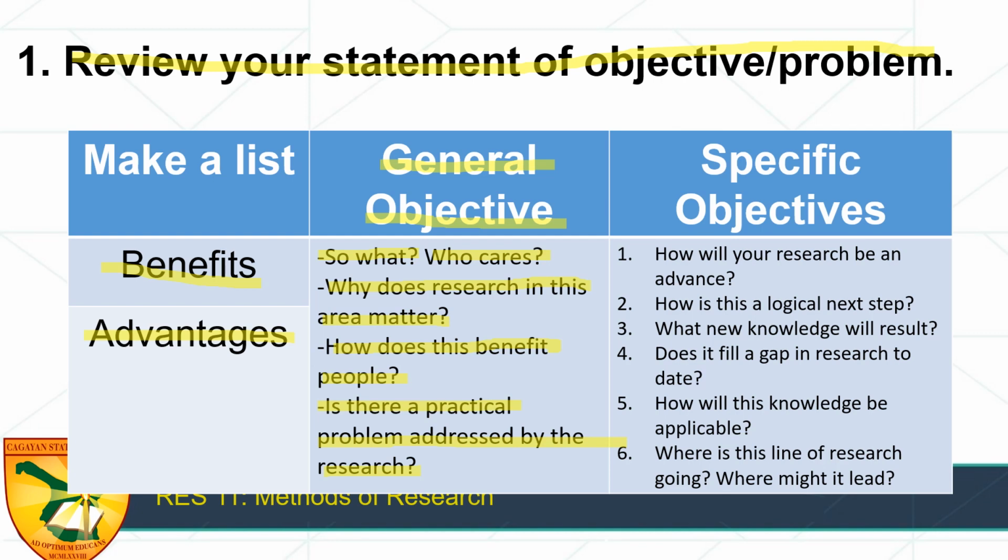Next is you also look at your specific objectives. So how will your research be an advance? How is this a logical next step? What new knowledge will result? Does it fill a gap in your research to date? How will this knowledge be applicable? And where is this line of research going? Where might it live?